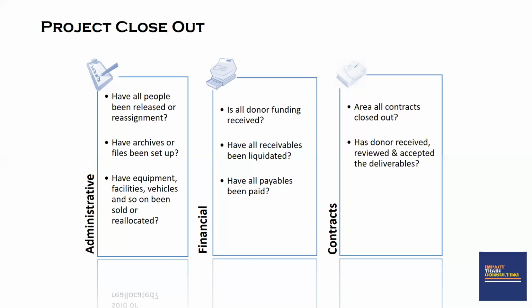You're going to be checking if everyone who received advances or payments have all retired those advances. And you're going to be checking if all payables have been paid in the organization. And under the contractual closeout, you're going to be looking at, have all contracts that we signed with contractors and vendors been closed out? Has the donor received, reviewed, and accepted the deliverables?